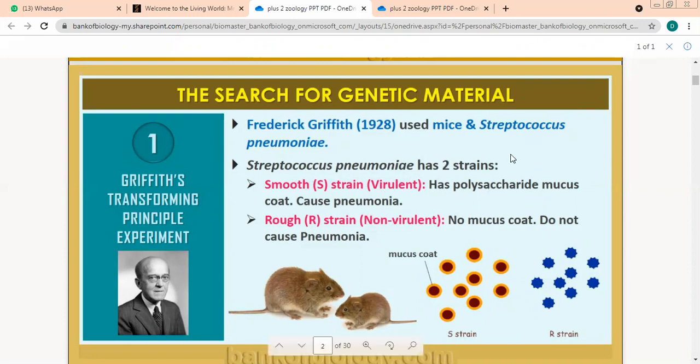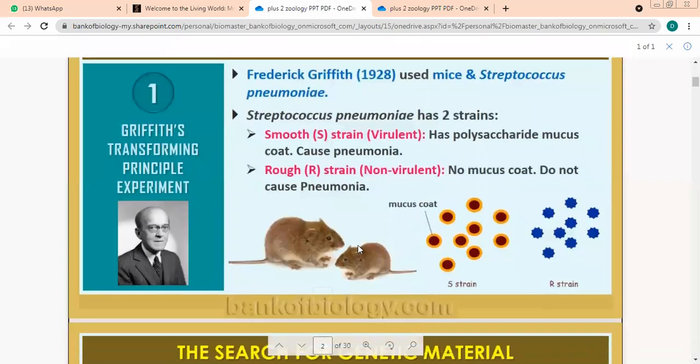Streptococcus pneumoniae has two types of strains. You know what strains are now? Two types. One is the smooth strain and the other is the rough strain. Please see this. This is the S strain. S strain means smooth strain. Why is it smooth? Because it has a coating of mucus around it. Can you see this orange coating? This is the coating of what?